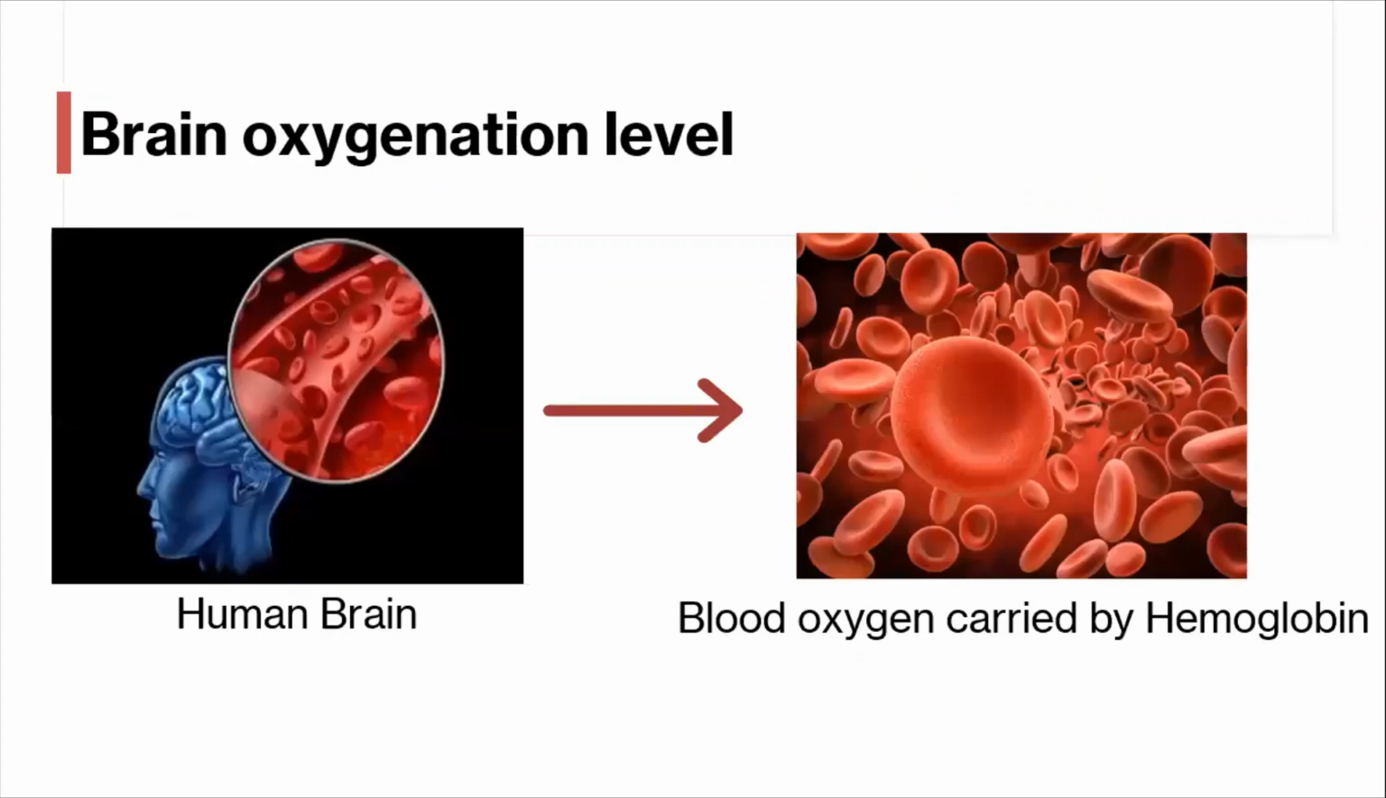Like all of our organs, the human brain needs oxygenated blood to function. Oxygen is carried in the blood through hemoglobin. We can essentially measure hemoglobin by looking at the detected color of the light.